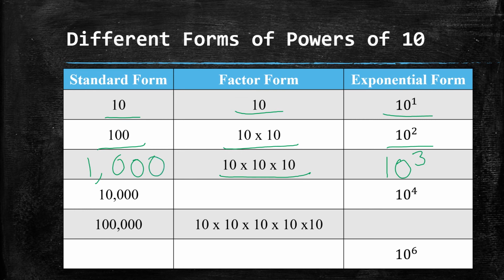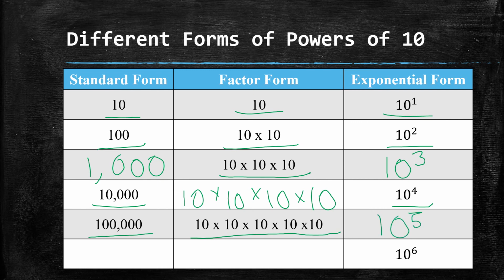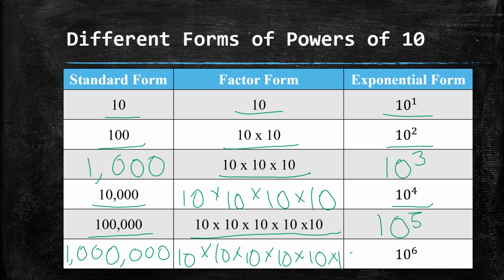Okay, in the next column, we know that it's 10,000 or 10 to the fourth. So in factor form, it would be 10 times 10 times 10 times 10. Then we have 100,000, which is 10 times 10 times 10 times 10 times 10, which is equivalent to 10 to the fifth power. And finally, we have 10 to the sixth power, which gives us 1,000,000, which equals 10 times 10 times 10 times 10 times 10 times 10.